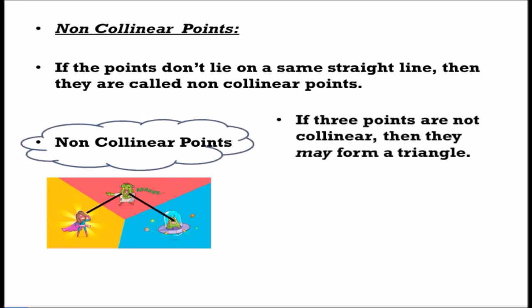Now one more thing that you have to notice here is, if 3 points are not collinear, then they may form a triangle. The word is may. In most cases they do form one, but there can be some exceptions where they may not form a triangle. So we'll say if 3 points are not collinear, then they may form a triangle.